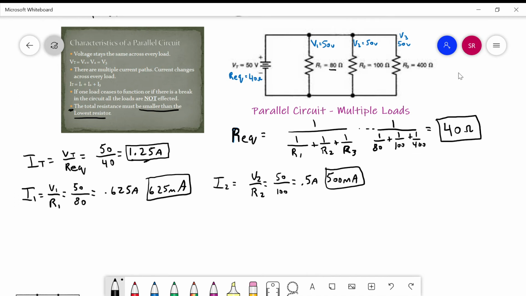Yeah, so it's lower than I1. That makes sense because R2 is higher than R1, so the current is going to be lower than I1. Current and resistance have an inverse relationship. Let's do I3 next.